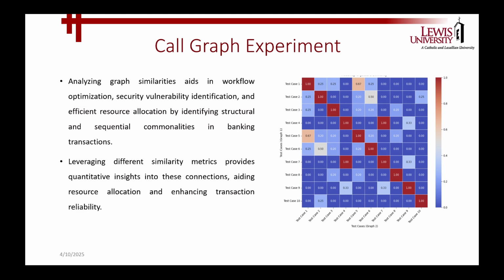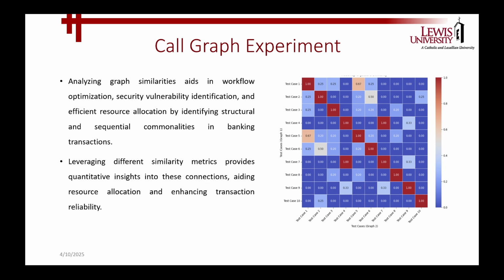Call graph experiment. In this experiment, we conducted a detailed similarity analysis of call graphs constructed from various test case executions. We applied four different metrics: Jaccard similarity, overlap coefficient, graph edit distance, and SimRank, each offering unique insights into graph similarities. The heat map visual here specifically illustrates Jaccard similarity, which measures.